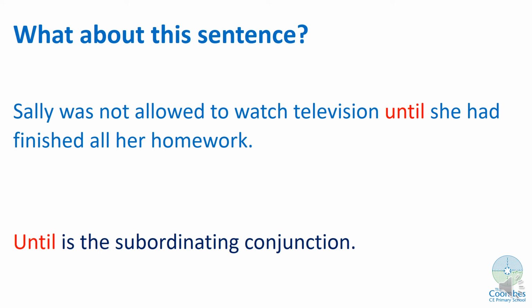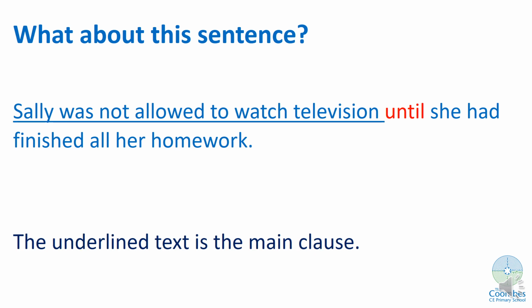What did you think? Well, in this sentence, until is our subordinating conjunction. Hopefully, if you looked back at the list of subordinating conjunctions that I gave you, you will have spotted until. Sally was not allowed to watch television is our main clause. This gives us the main piece of information we need. And this time our main clause was at the beginning of our sentence. That means until she had finished all her homework is the subordinate clause. It gives us some extra information, but it can't stand on its own as a sentence.